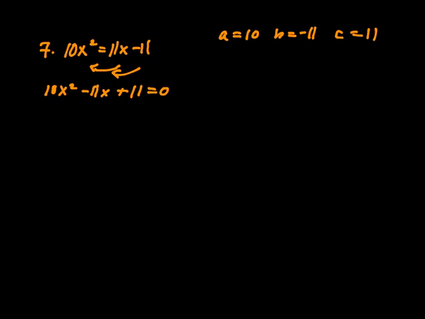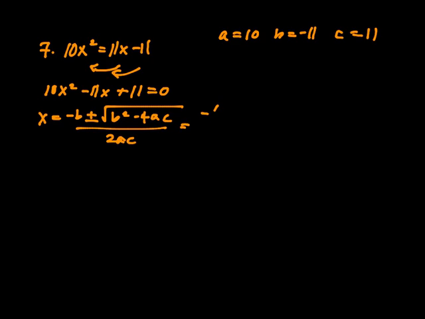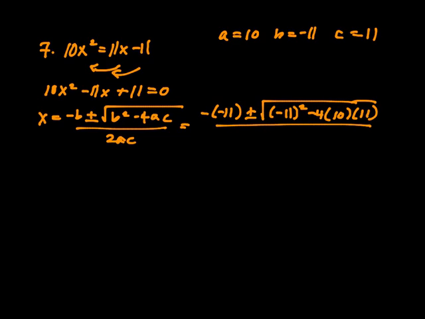And I'm going to substitute it into the quadratic formula, which is x equals negative b plus or minus the square root of b squared minus 4ac, all over 2a. Okay, so that's negative 11 plus or minus the square root of negative 11 squared minus 4 times 10 times 11, over, oh my goodness, I keep on saying 2ac. Why? I don't know why. 2 times 10.